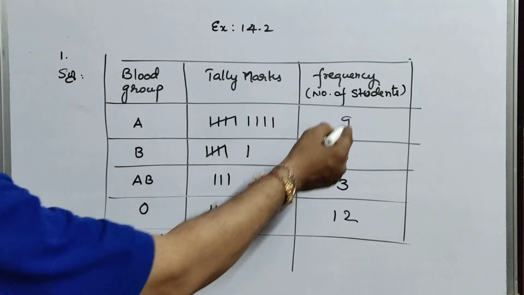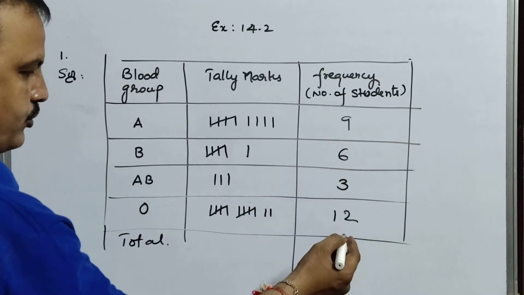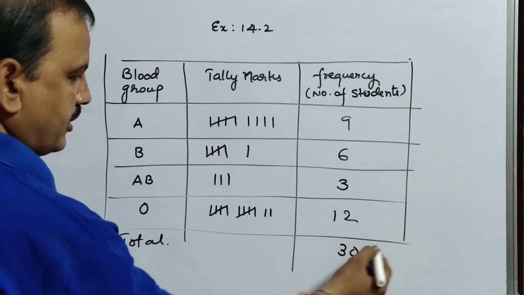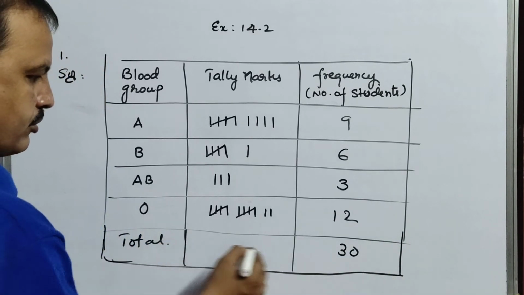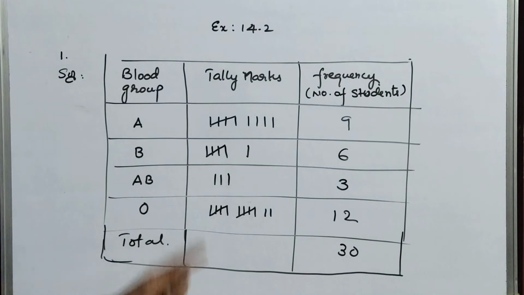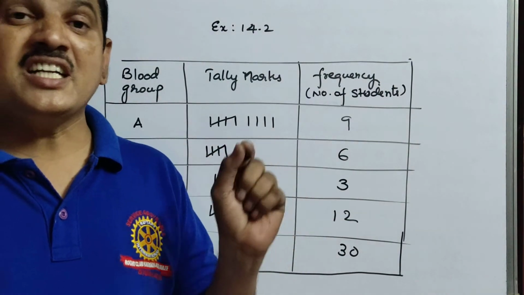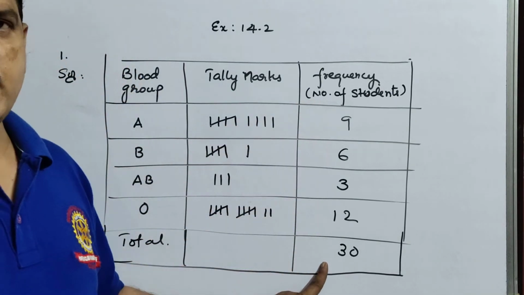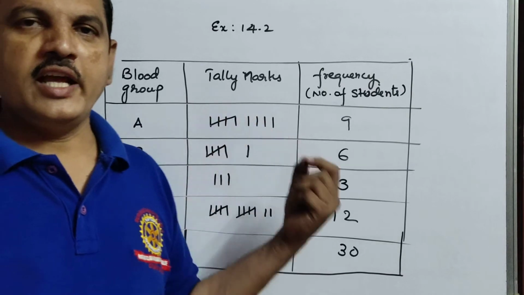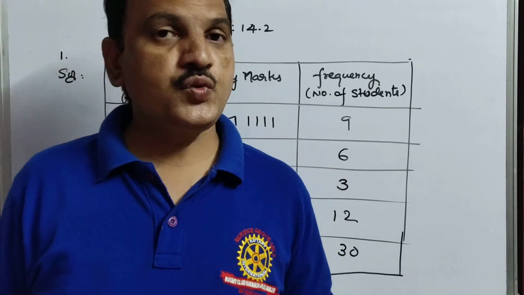Okay, total count here. 12 plus 3 is 15, and 9 plus 3 is 15. So 15 plus 15 is 30. But how will we know whether it is correct or not? In the question itself, the blood groups of 30 students are given. That means if you add, you should get 30 students. Then your sum is correct. So like this, you have to do the first exercise fully.